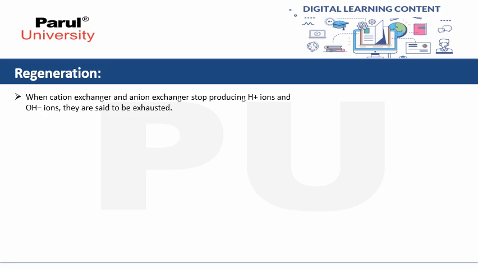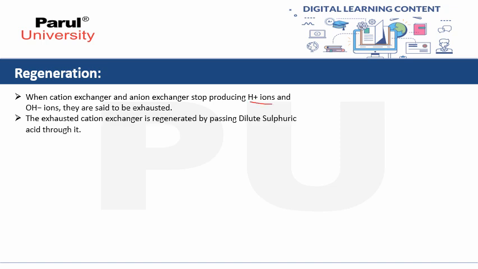Regeneration process of cation exchanger and anion exchanger. When cation exchanger and anion exchanger stop producing H plus ion or OH minus ion, they are said to be exhausted. The exhausted cation exchanger is regenerated by passing dilute sulfuric acid or dilute hydrochloric acid through it. So the calcium ion and the magnesium ion will again be replaced by H plus ion of the acid and the cation exchanger is again regenerated.